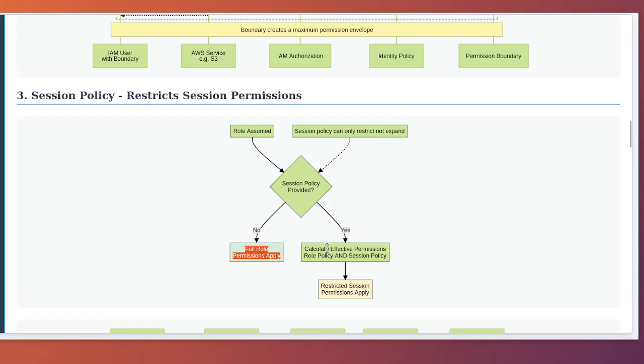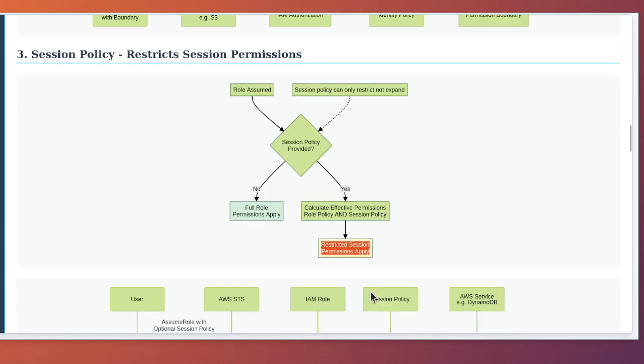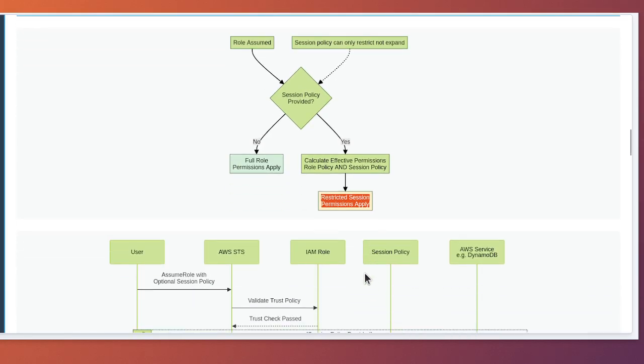However, if a session policy was provided and the check returns yes, the flow proceeds to a box labeled calculate effective permissions as role policy and session policy. This is the intersection calculation. The effective permissions are limited to only those actions that are allowed by both the role's permission policies and the session policy. From there, an arrow flows to a green node labeled restricted session permissions apply. The session has fewer permissions than the role normally provides because the session policy has restricted them.